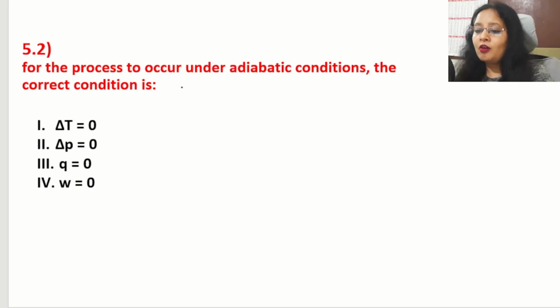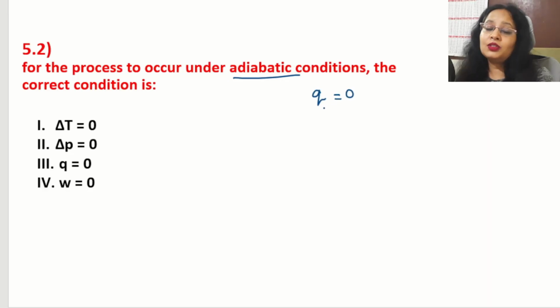For a process to occur under adiabatic conditions, the correct condition is... Now here they are asking about the adiabatic condition. What is the adiabatic condition? It is where there is no exchange of heat with the surroundings. We studied system and surroundings, and there is a transfer of heat from system to surroundings. When there is an adiabatic condition, it means Q will be 0.